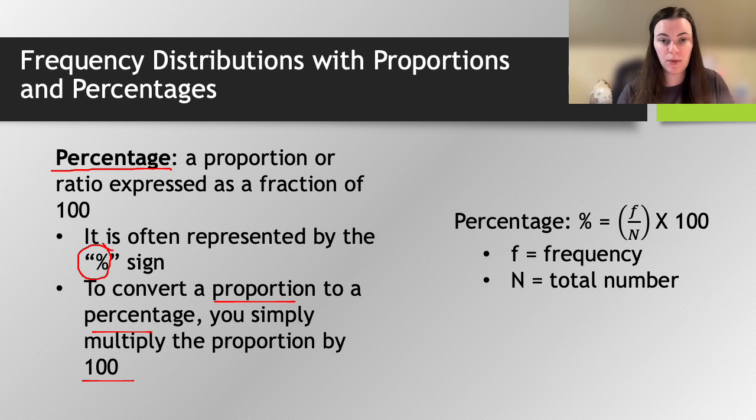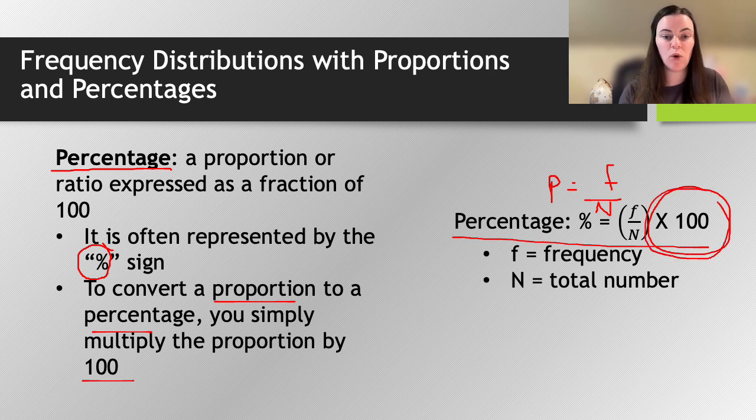And so if you take a look on the right-hand side here for our percentage formula, you'll see that this aspect here of the P equals F, which is our frequency, divided by N, is our proportion formula. All that we're adding here to calculate our percentage is this multiplication factor by 100.